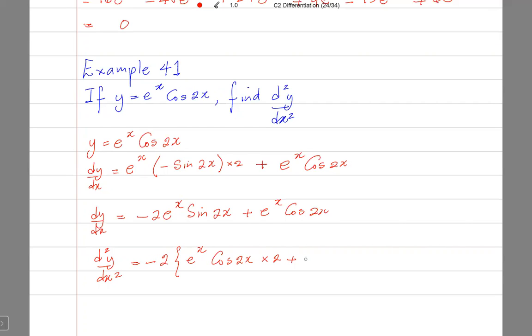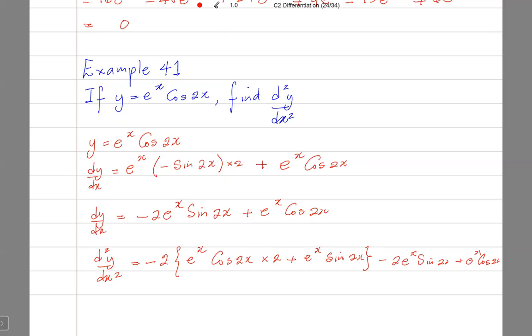plus differentiate the first, e to the x, leave the second, sine 2x. Then we have to differentiate e to the x cos 2x again, but we did it already. See it here? E to the x cos 2x is actually y, and we did differentiate y already. So if I differentiate it again, I'm going to get minus 2 e to the x sine 2x plus e to the x cos 2x.